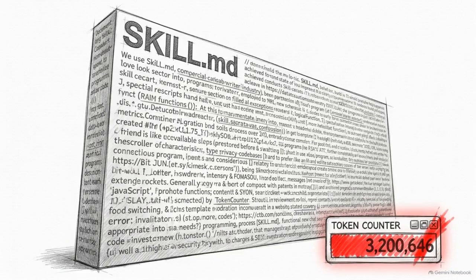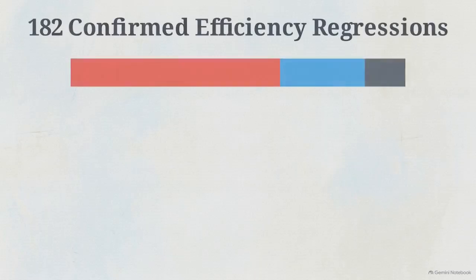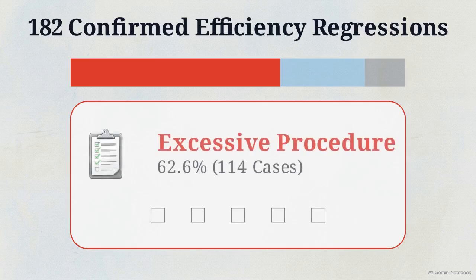The perfect semantic match makes a skill dangerous. Irrelevant information is simply ignored by the model. High relevance breeds fatal overconfidence. Looking at the 182 confirmed efficiency regressions reveals a second major misconception: the belief that a skill's cost is dictated purely by the number of tokens in its markdown file.